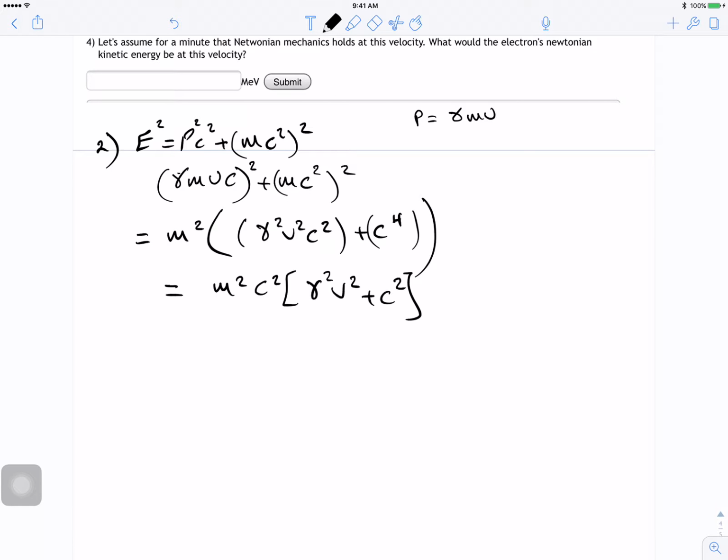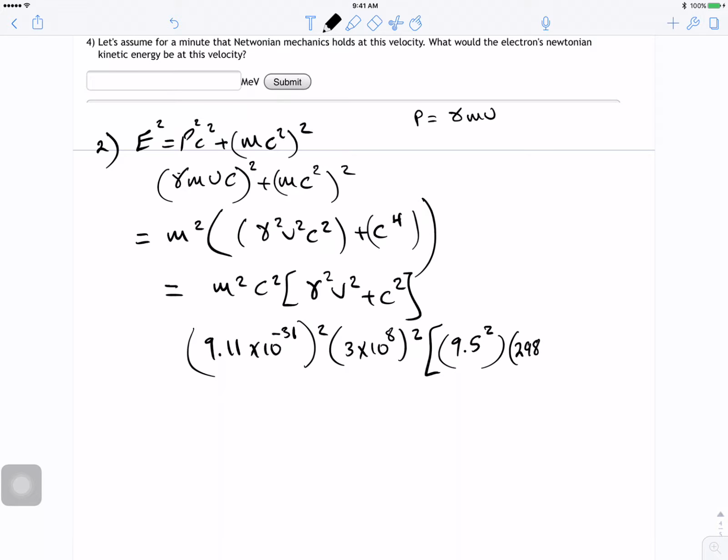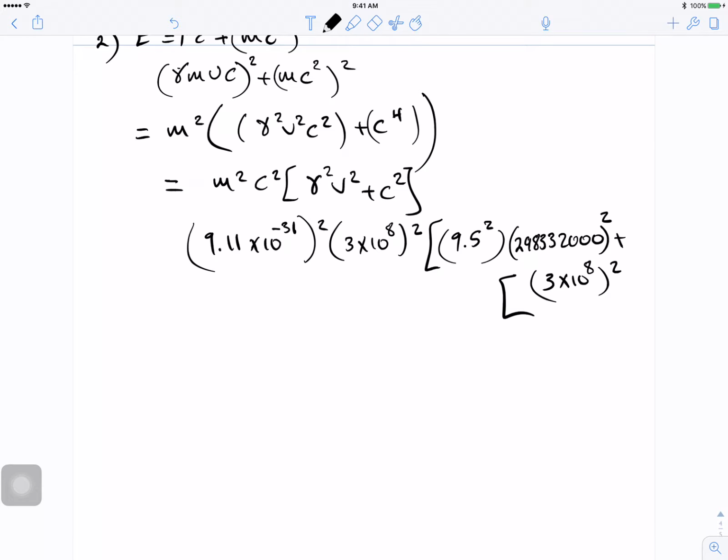So from there we do 9.1 times 10 to the negative 31, this is the mass squared, then 3 times 10 to the 8 squared, times 9.5 squared, and then the velocity that you got, 298332110, this guy squared, plus 3 times 10 to the 8 squared, and then you close out. For this I got 7.788 times 10 to the negative 13, and this is in joules.